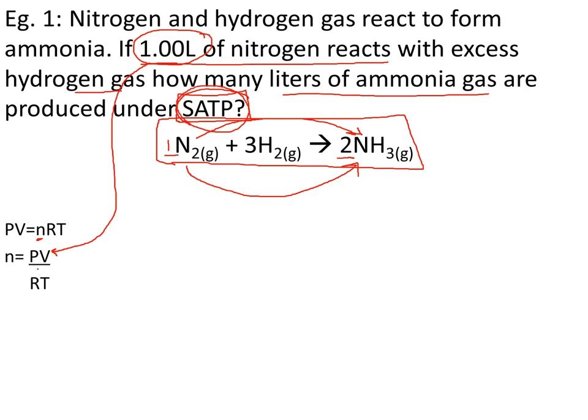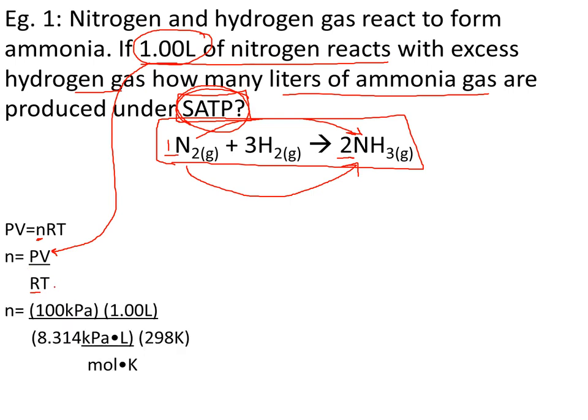So the pressure will be 100 kPa. Temperature is 298, because it's 25 degrees Celsius converted to Kelvin. And R is 8.314. And don't forget the units, kilopascal liters per mole Kelvin on R, so that when you do the calculation, you can cancel the units out. So kilopascals cancels out, liters cancels out, Kelvin cancels out, and you end up with 1 over moles on the bottom. So 1 over moles.